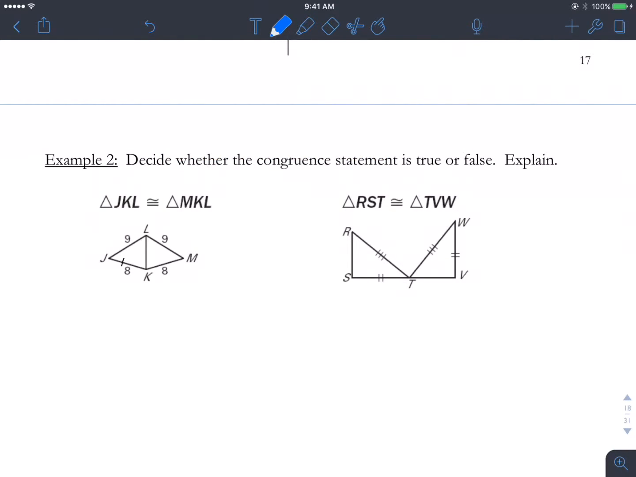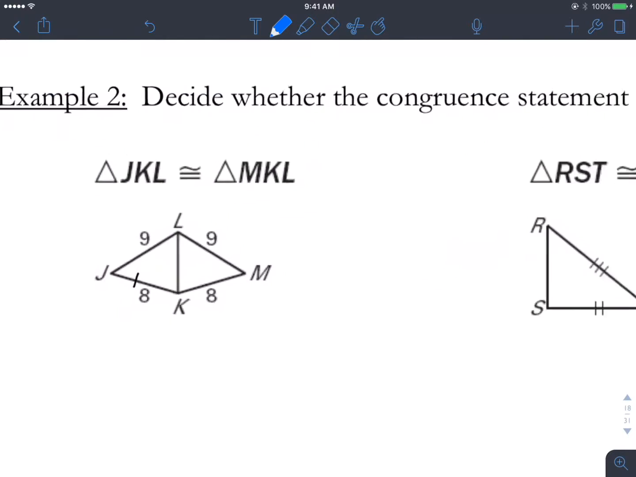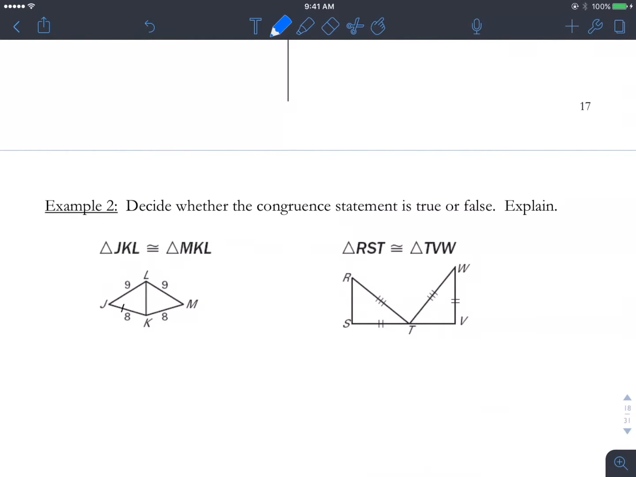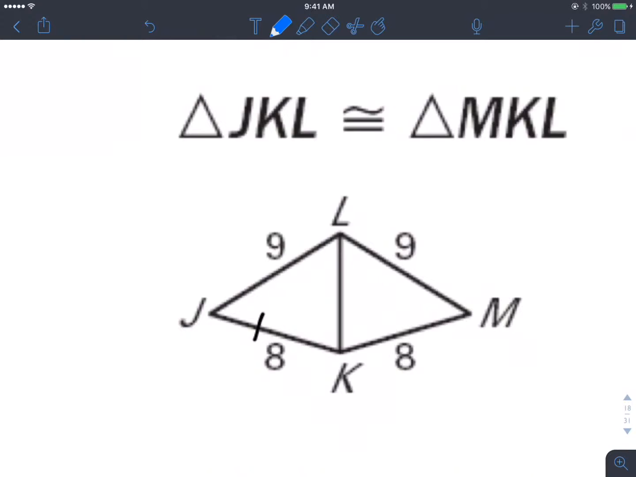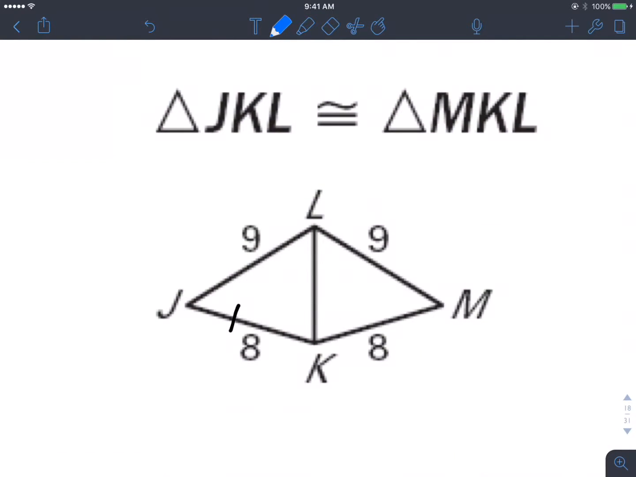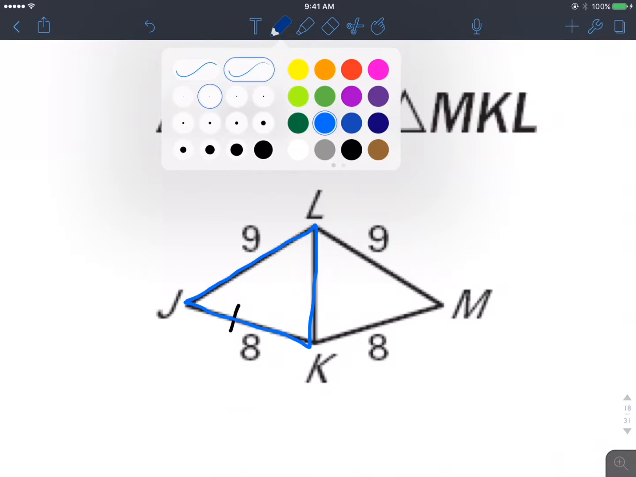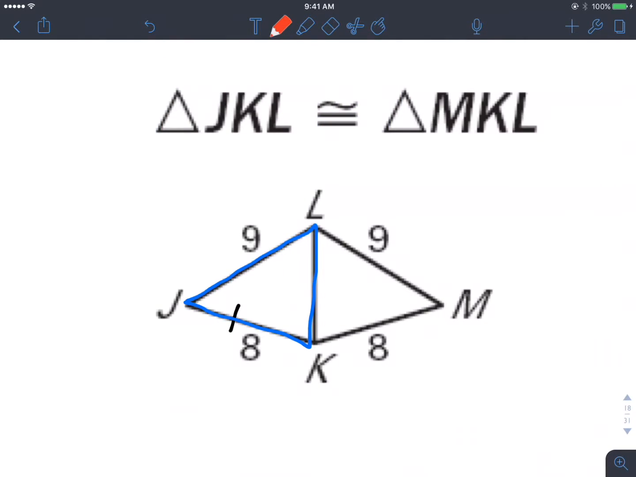So our last two examples. Decide whether the congruent statement is true or false and explain. So here we have triangle JKL is congruent to MKL.